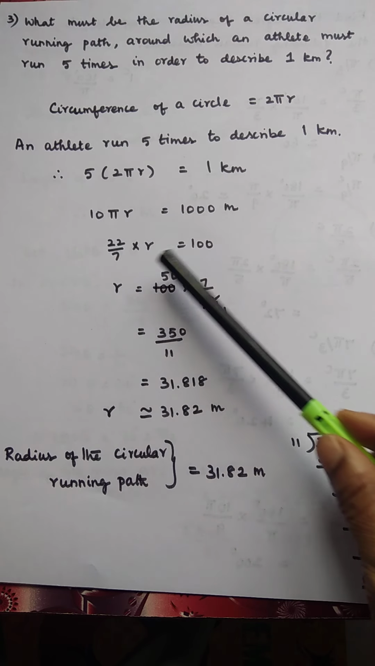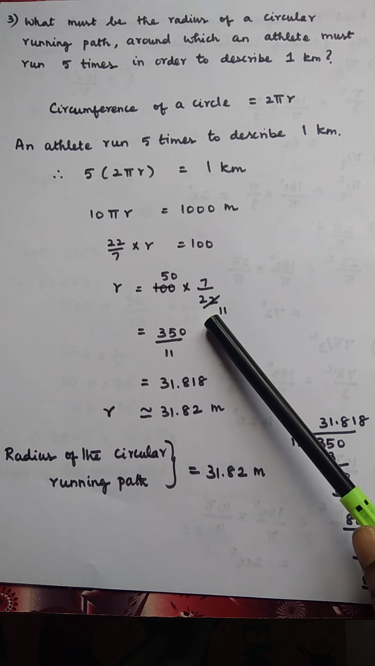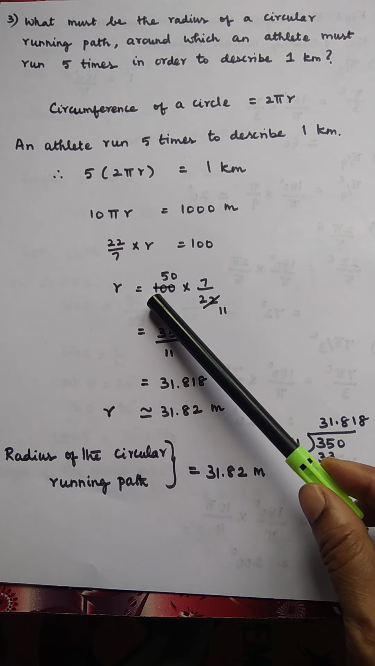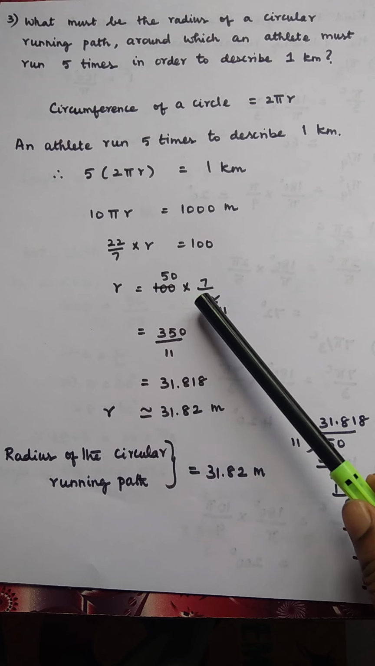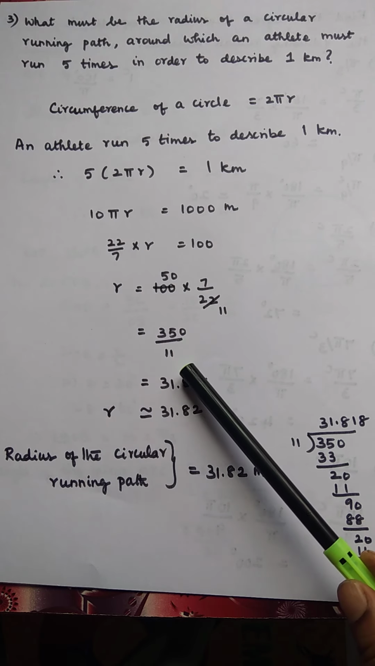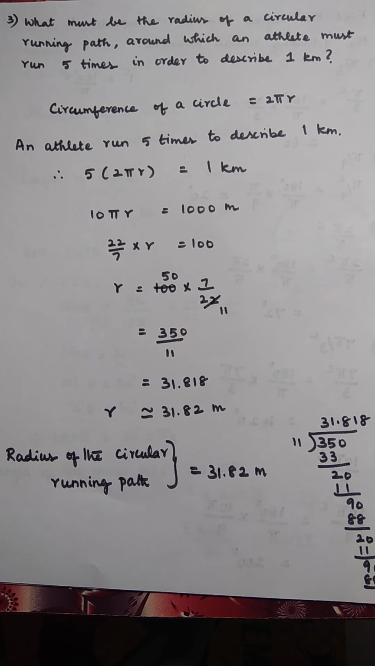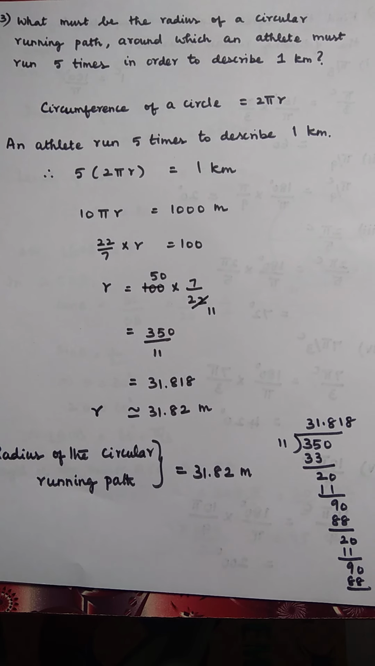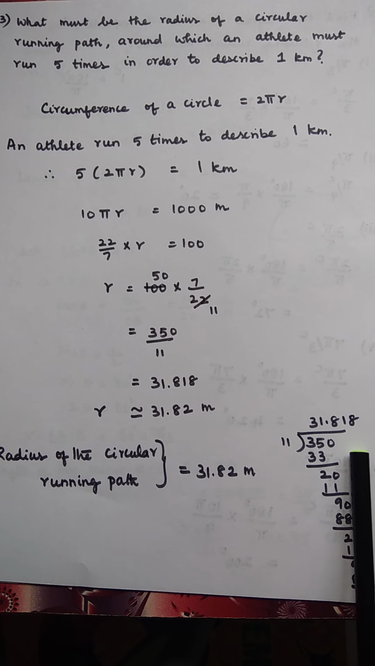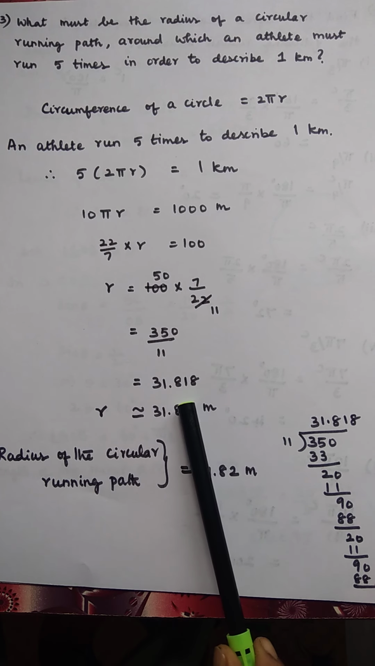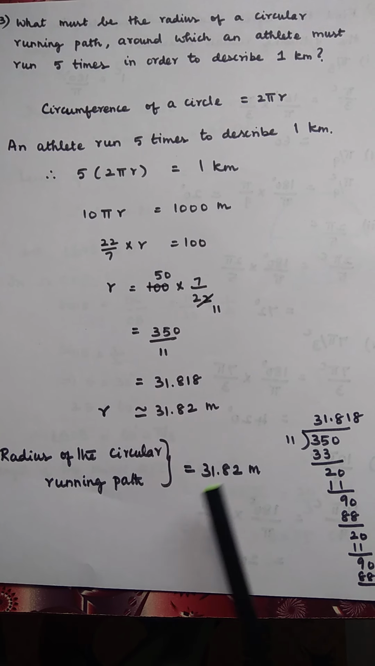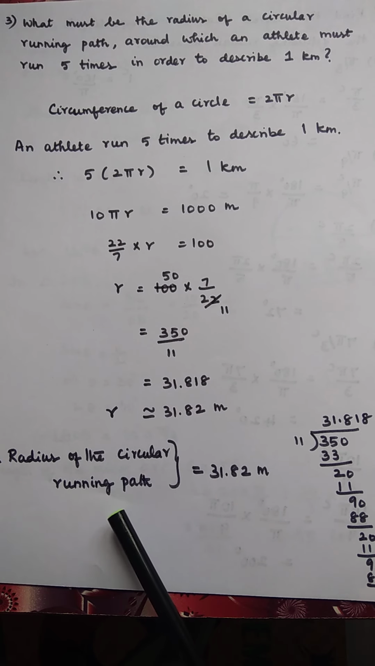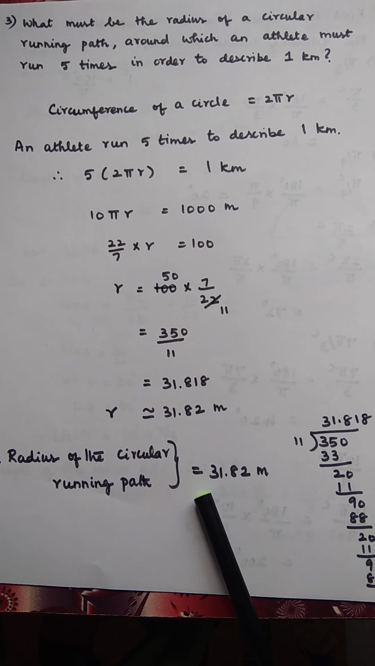22 by 7 taking the other side, 7 by 22. 22 and 100 you can cancel by the 2 table, 11 times and 50 times. 50 into 7, 350 divided by 11. Dividing 350 by 11 we get 31.818. Approximating to 2 decimals we get 31.82 meter. Therefore, the radius of the circular running path is equal to 31.82 meter.